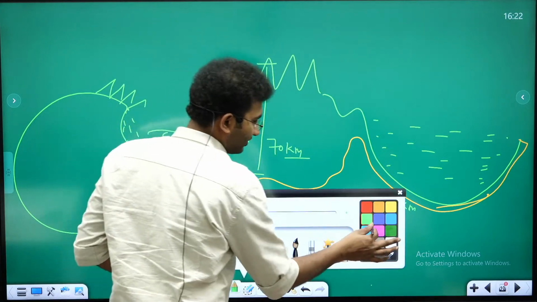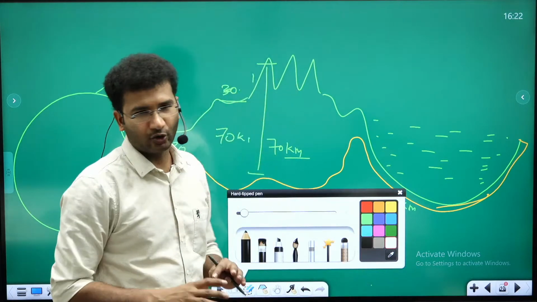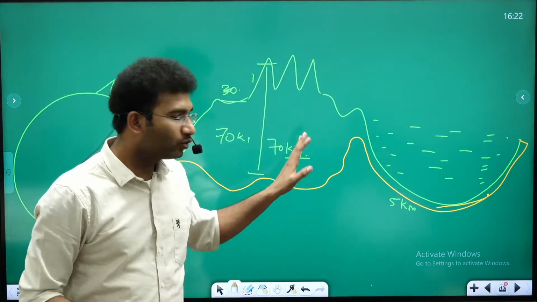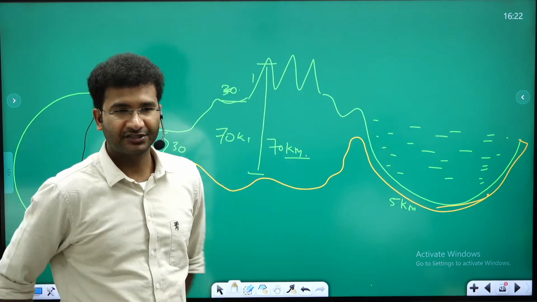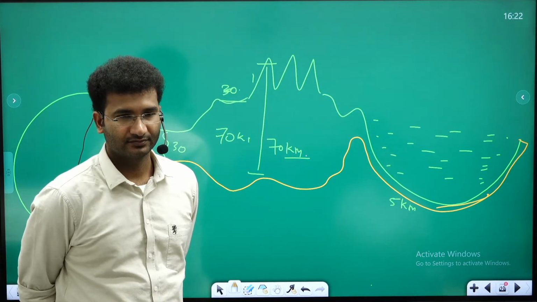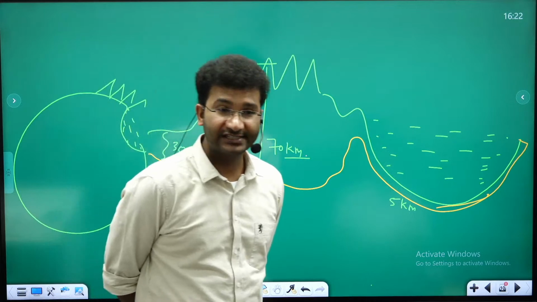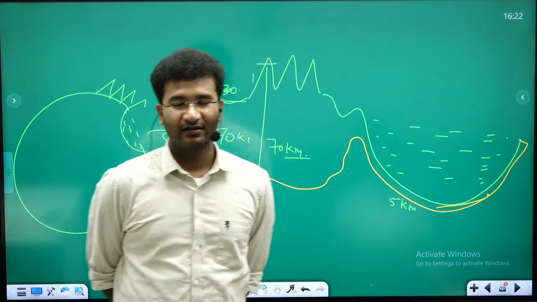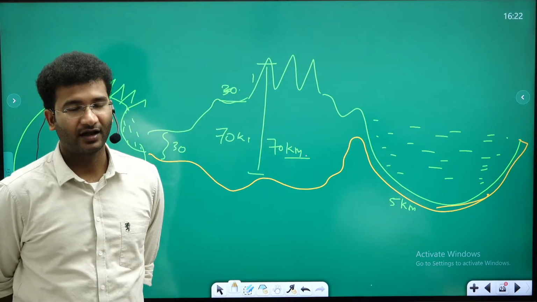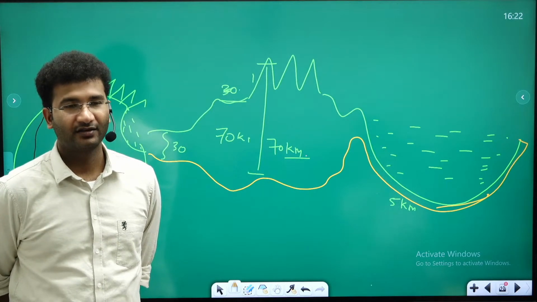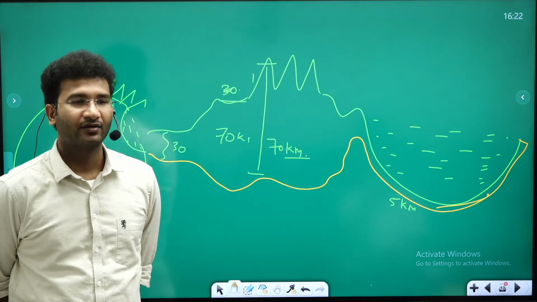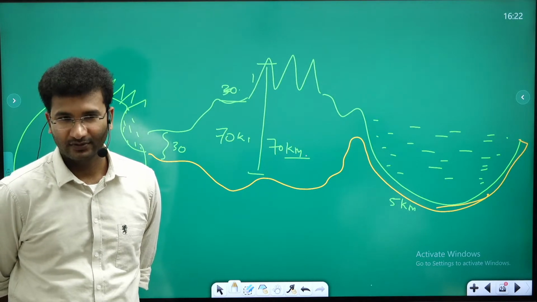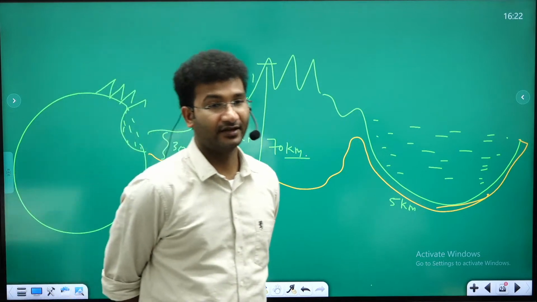So whenever, imagine there is a plate called oceanic plate and there is a continental plate. If they two collide with each other, which will get damaged? Or else which will sink? I'm asking a question again. If the oceanic plate and the continental plate collide with each other, which will sink? The density is high, it is heavier.